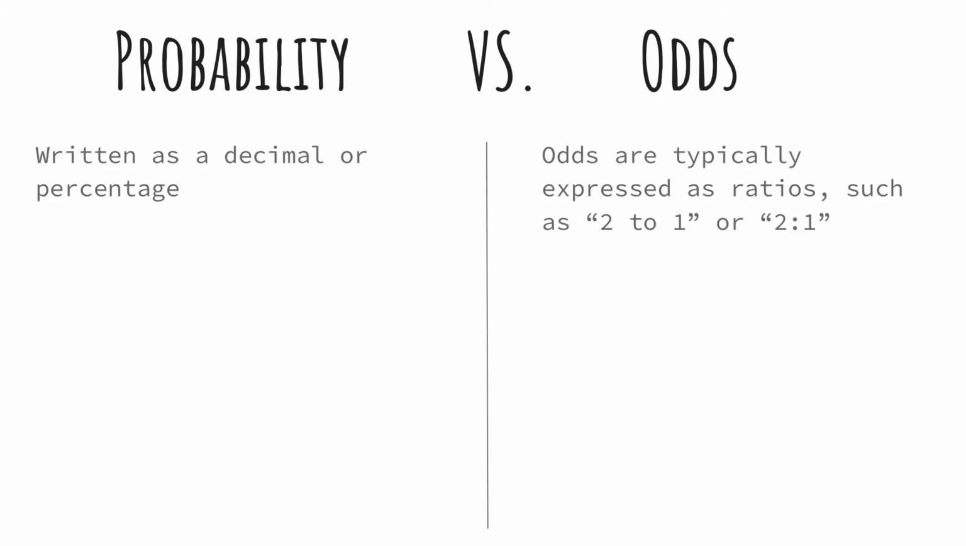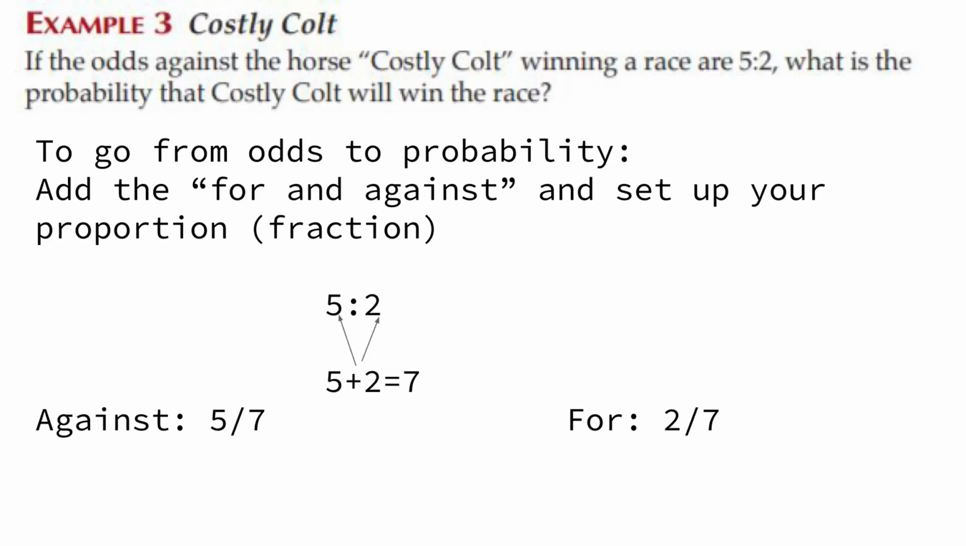Again, you want to make sure that you understand the difference between probability and odds. Probability is usually written as a decimal or as a percentage. It can also be written as a fraction, but a lot of the times it's written as a decimal. Odds are typically written as ratios, such as 2 to 1 or 2:1. You can write it both ways.